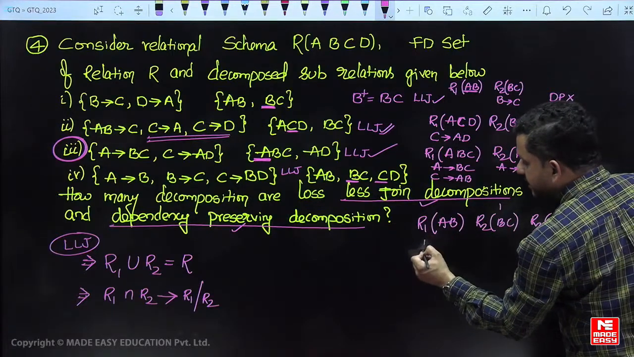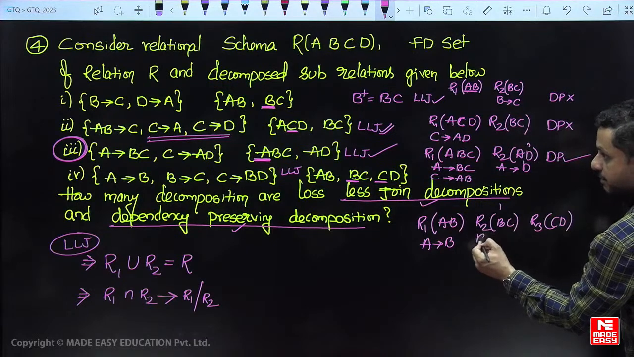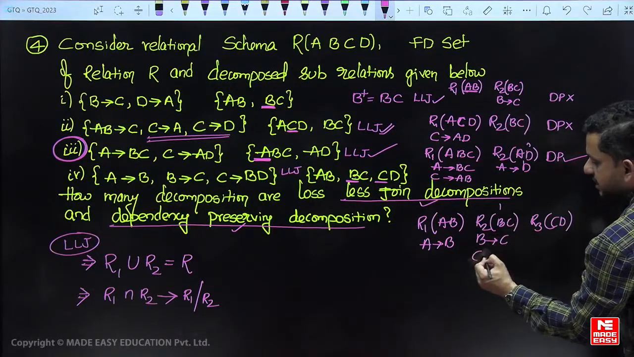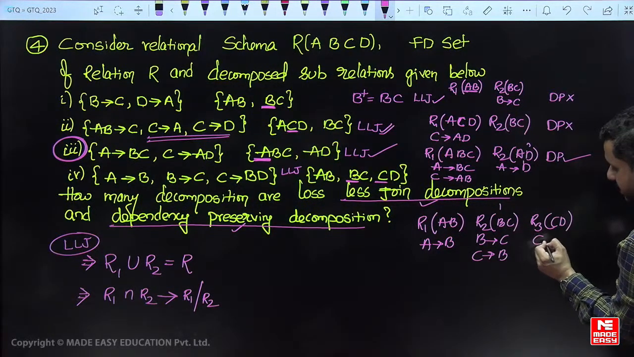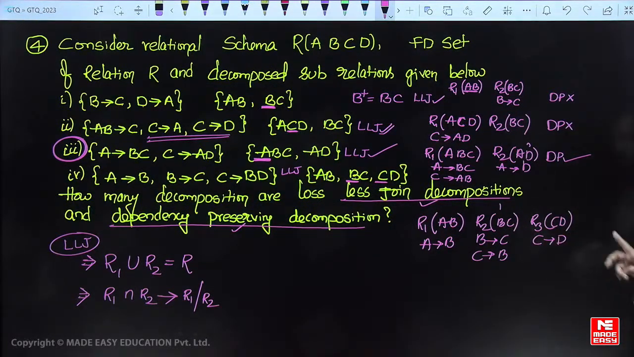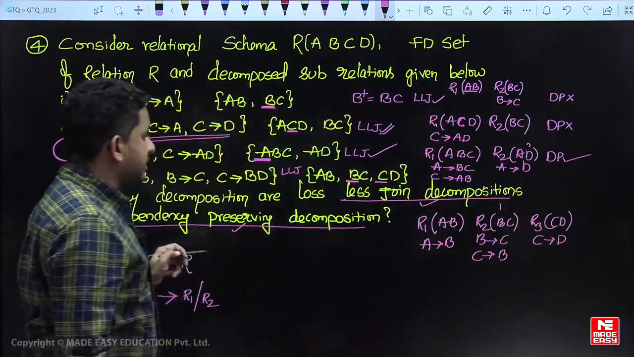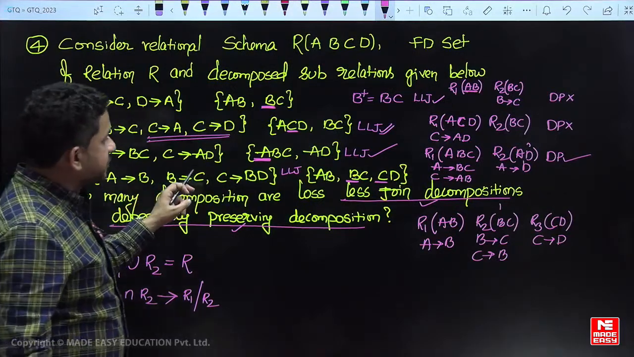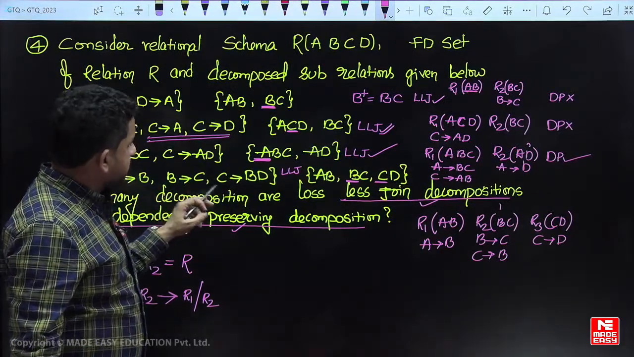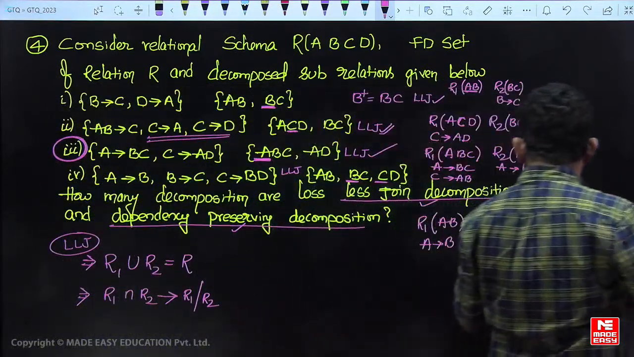A determines B and B does not determine A. B determines C as well as C determines B are the two FDs for the second relation. C determines D is one FD for the third relation, D does not determine C. These are the FDs of the subrelations. So all FDs are preserved. A determines B is preserved in the first relation, B determines C, C determines B, and C determines D are also preserved. It is also dependency preserving.